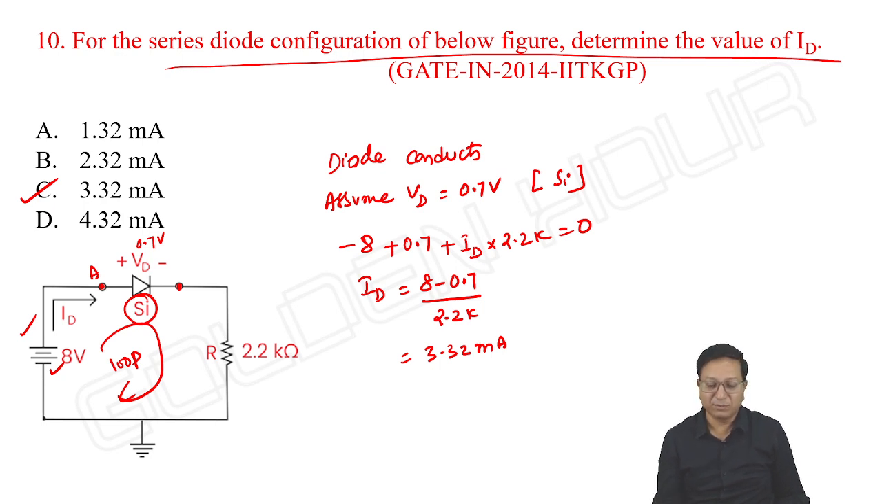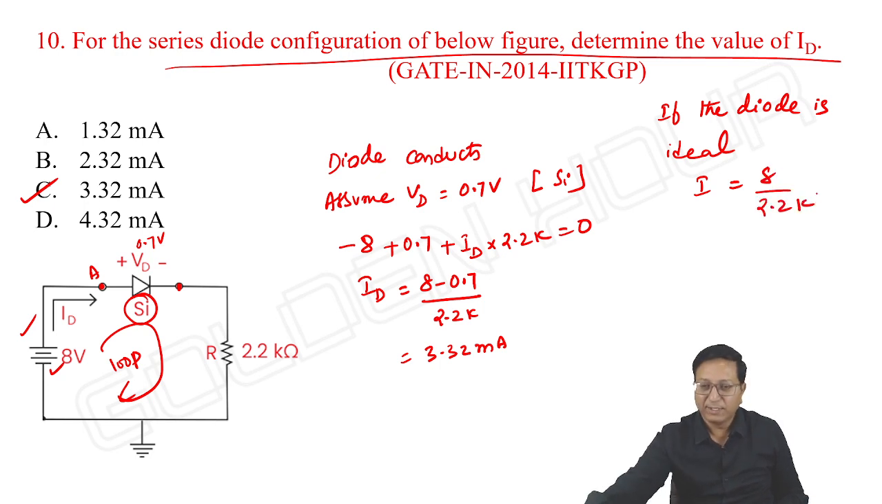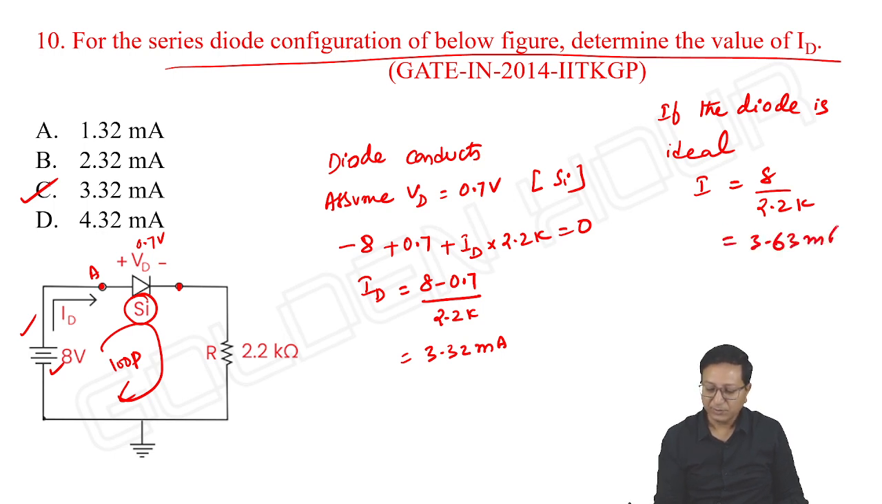If I take an ideal diode, what might be the answer? If the diode is ideal, then I is equal to 8 by 2.2 K. How much do we get? 3.63. So even if we assume an ideal diode, that is close to option C only. It's not close to A, B or D.